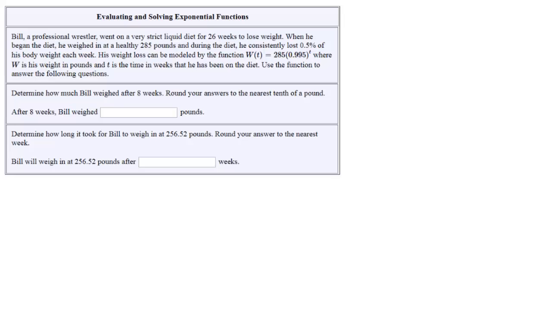All right, in this exponential application, we are given an exponential expression that relates the time somebody's on a diet to their overall weight t weeks later. So t, in this case, time, is in weeks. So for the first question, we want to determine the weight after 8 weeks.